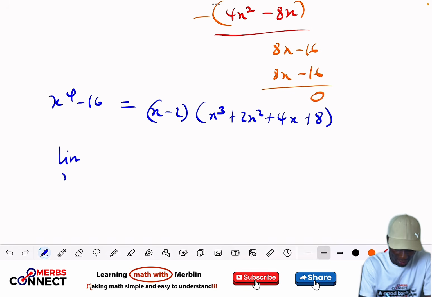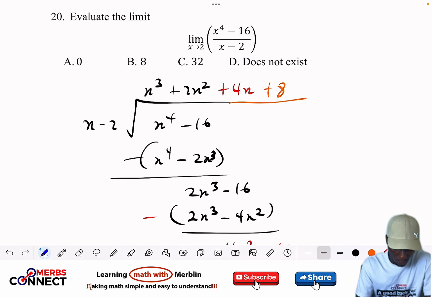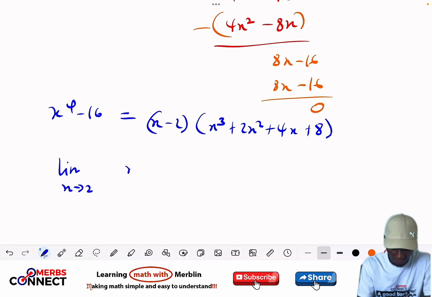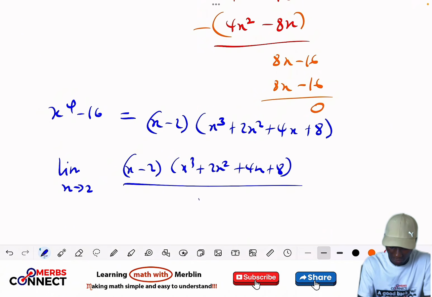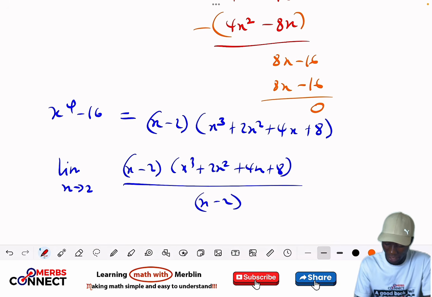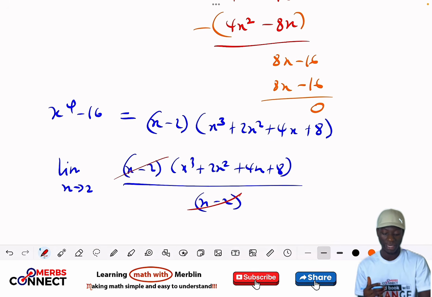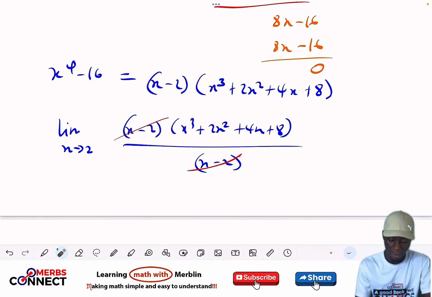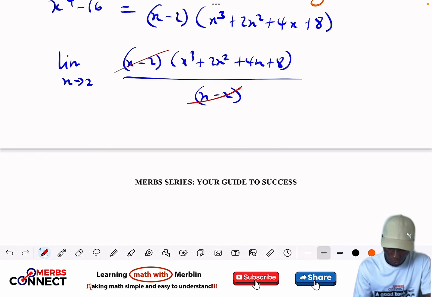So it means that now my limit, x approaching 2, will be equal to, now I'm going to replace this by this. So I'm going to have x minus 2 times x cubed plus 2x squared plus 4x plus 8, divided by x minus 2. So I assume that x minus 2 is a factor, and indeed, because I had this one to be 0, it's a factor. So I cancel it out. Then now I plug in when x is equal to 2. I'll show you the shortcut now when I finish.